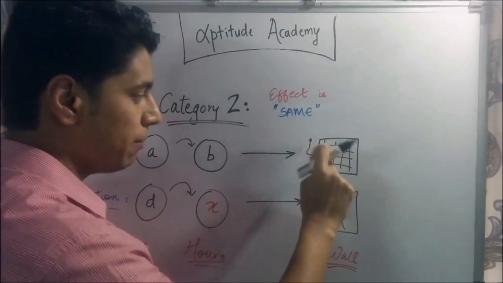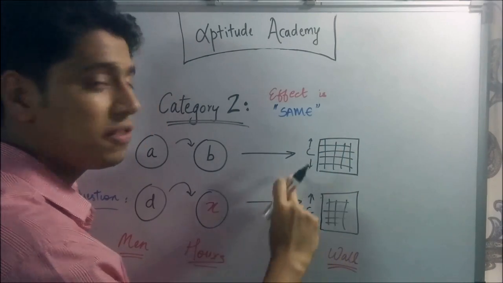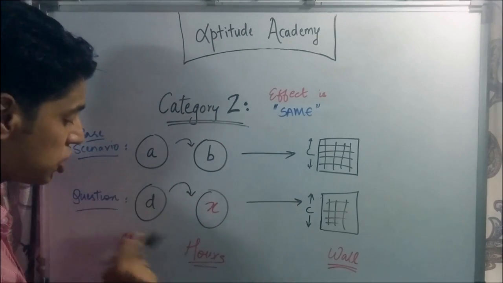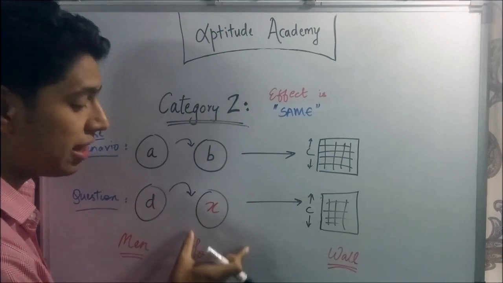Your effect is going to be the same. In the first scenario, you have the wall of C meters height. In the second scenario, also you have a wall of C meters height. But they will change the cause. They'll change half the cause and they'll ask you to find the corresponding change in the other half.